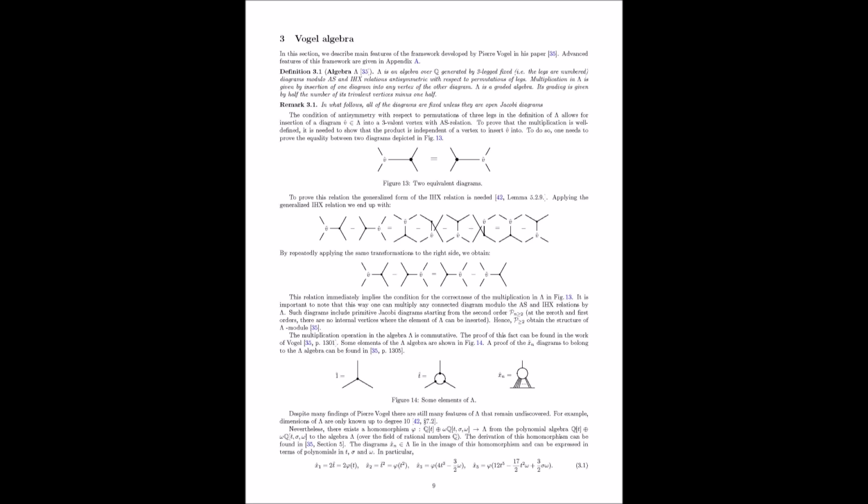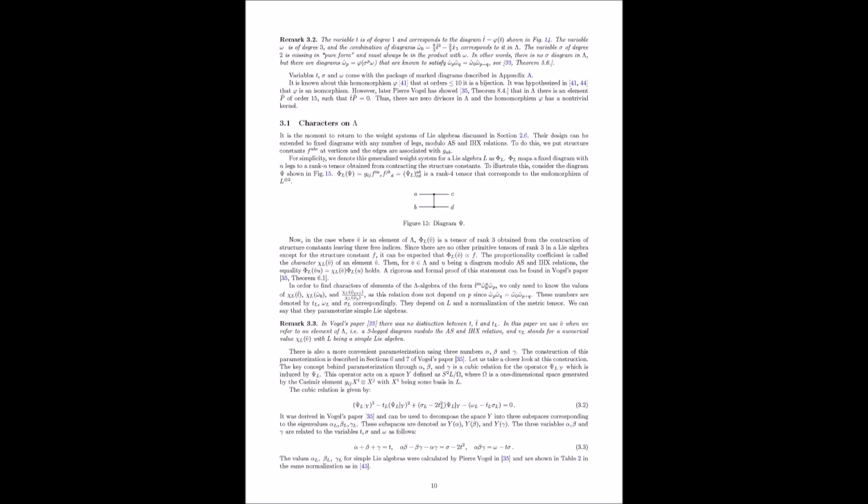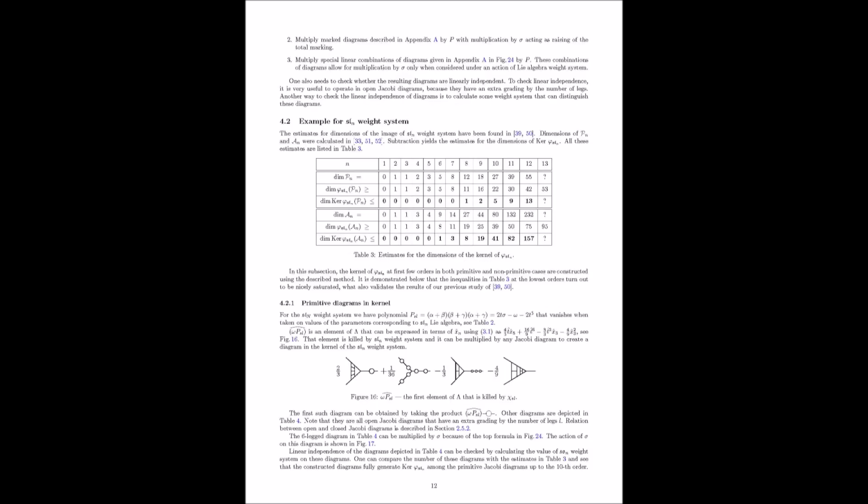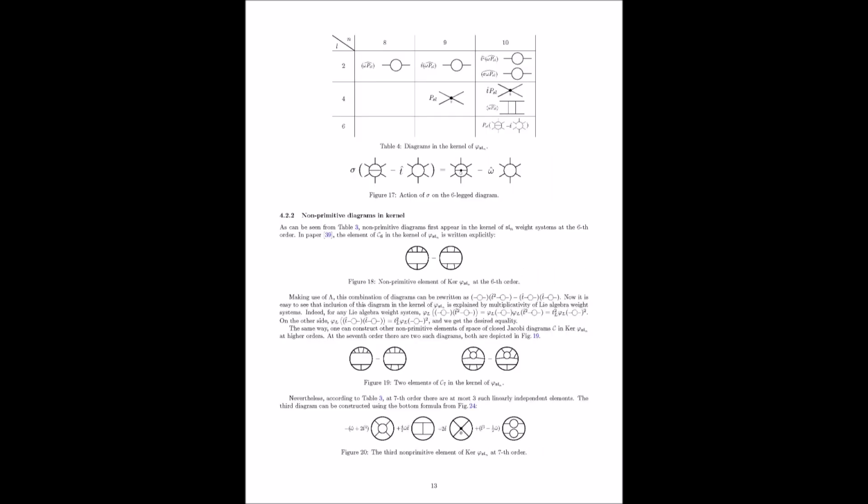Precisely. Table 3 shows that these non-primitive diagrams first show up in the kernel of the Sloan weight system at order 6. So at lower orders, it's all primitive diagrams. Yeah. But as we go higher, we start seeing those non-primitive diagrams. Exactly. And our source material tells us that the reason these non-primitive diagrams show up in the kernel is because of how Lie algebra weight systems work with multiplication. Well, what do you mean by that?